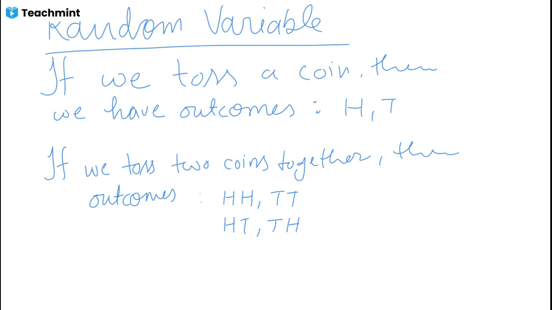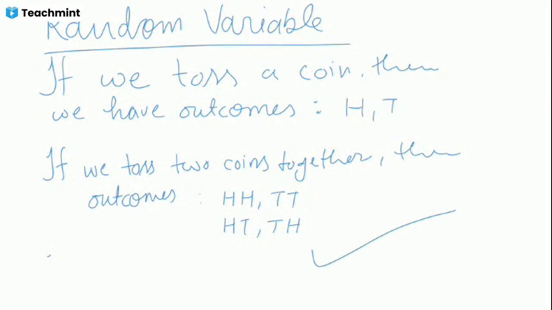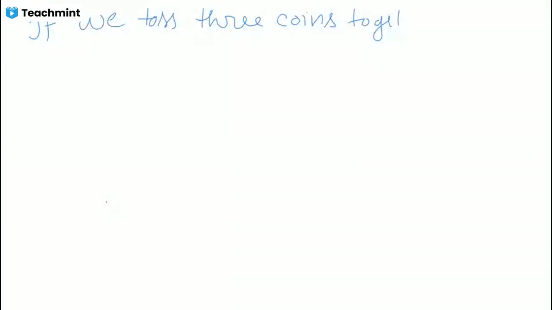Similarly, if we toss three coins together, are you getting this thing? This step, you got this or not? Yes, ma'am, I'm following. Okay, so let us do next. If we toss three coins together, then all possible outcomes we have.